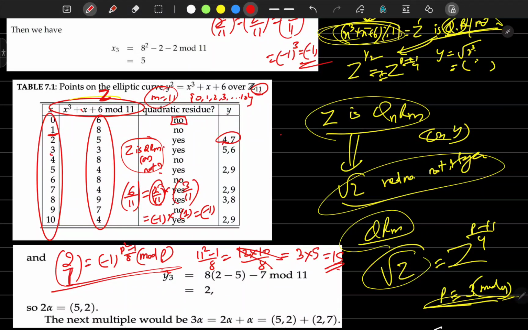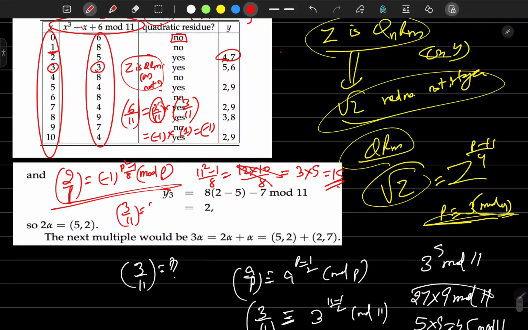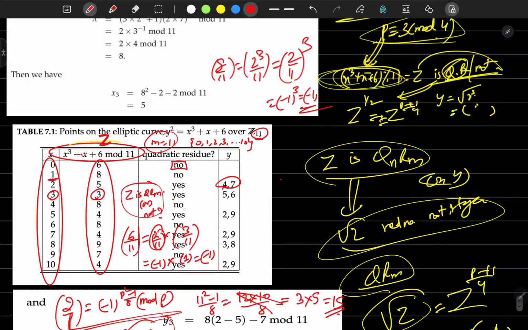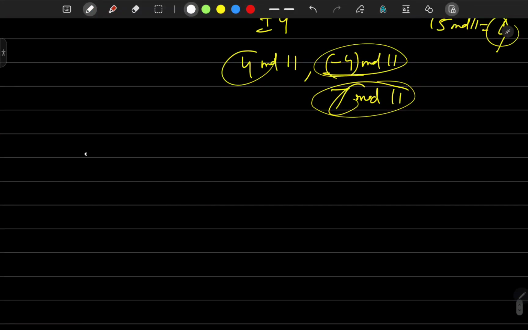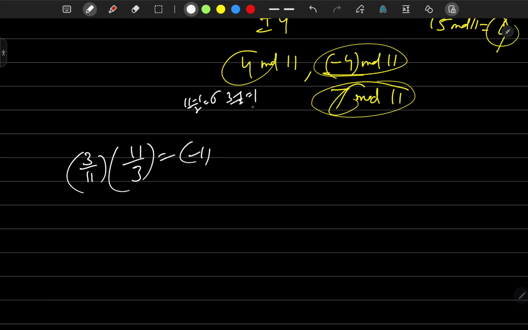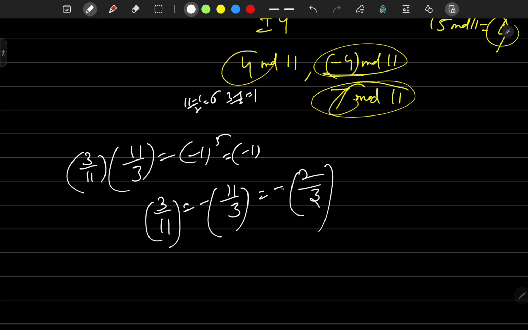Similarly, for 3 the z value will be 3. Just calculate (3/11) and then proceed. You will get 5, 6. I can calculate (3/11) for you if you want. So (3/11) times (11/3) equals minus 1 to the power (11 minus 1)/2 times (3 minus 1)/2, that is 5 times 1, so minus 1. So (3/11) equals minus (11/3), that is equal to minus (2/3).